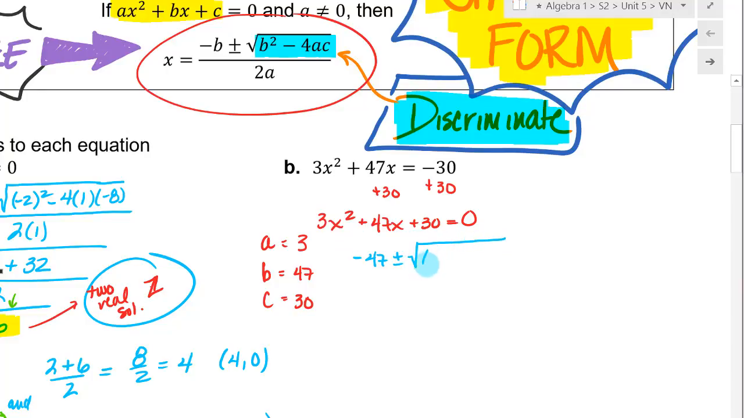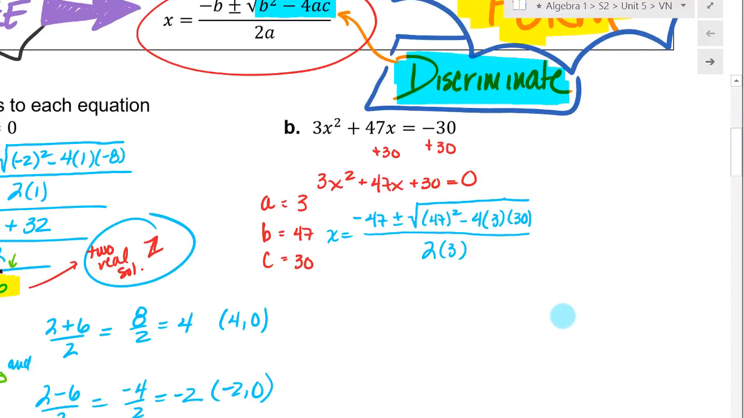So b squared is 47 squared, and you're like, I can't do that in my head, Mr. Hallam. That's fine. This is where I'd employ a calculator. I don't know why you wouldn't. You could if you didn't have one, but throw it in a calculator. Then 4 times a, which is 3, times c, which is positive 30, and we divide all of that by 2 times our a value, which is 3. Don't forget x equals, because these are x-intercepts that we're finding.